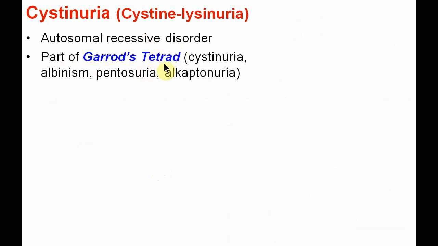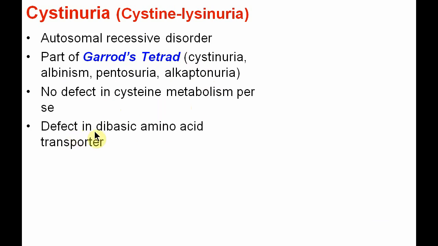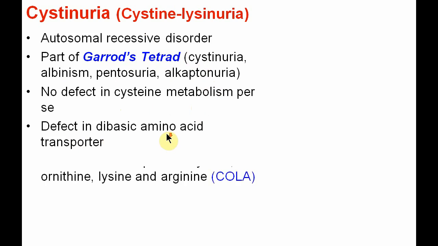Cystinuria, it is also called Cystine-lysinuria. So it is autosomal recessive disorder. It's a part of the Garrod's tetrad that comprises cystinuria, albinism, pentosuria and alkaptonuria. So here there is no defect in cysteine metabolism per se, but there is defect in the dibasic amino acid transporter. So defective reabsorption of the cystine, ornithine, lysine and arginine. So symbolized as COLA, C-O-L-A, that is cystine, ornithine, lysine and arginine, where these four are usually reabsorbed, but there is defective reabsorption, so they are excreted, and that's why collectively it is called Cystine-lysinuria.